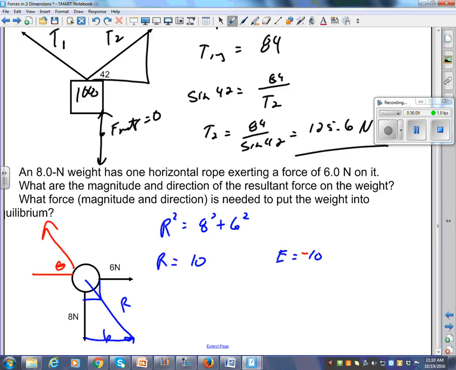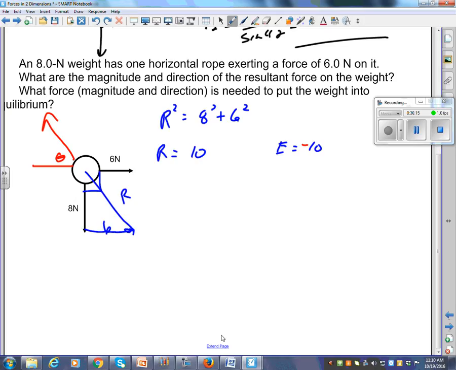I'm not going to ask you a question like this, but if you see something like this, they'll probably just want minus 10. I guess if you really wanted, you could find this angle here. It would be theta equals the inverse tan, opposite over adjacent, that's going to be 6 over 8.